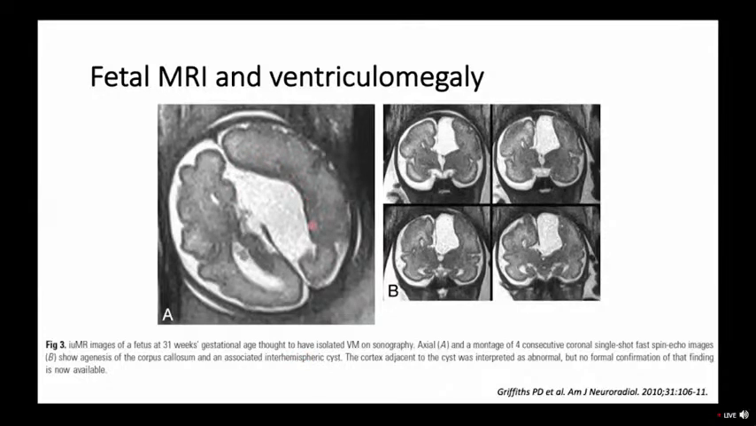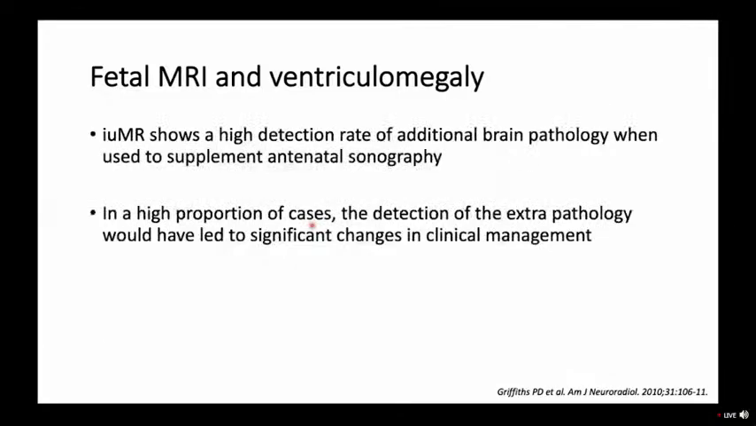And so there is greater accuracy and additional information for the patient to guide treatment, counseling, and care of that fetus and then that newborn. We would have seen just ventriculomegaly, but the fetal MRI is really helpful. So takeaway, in utero magnetic resonance imaging shows a really high detection rate of additional brain pathology when it supplements antenatal, prenatal ultrasounds.